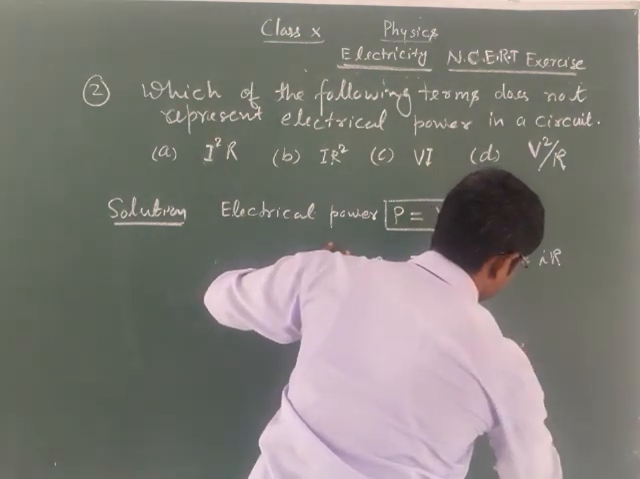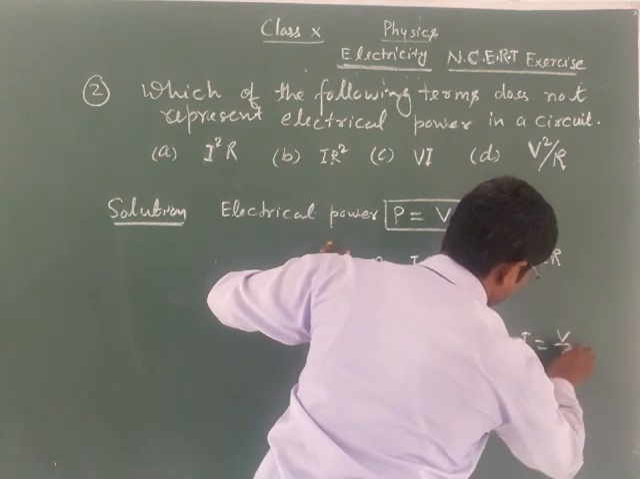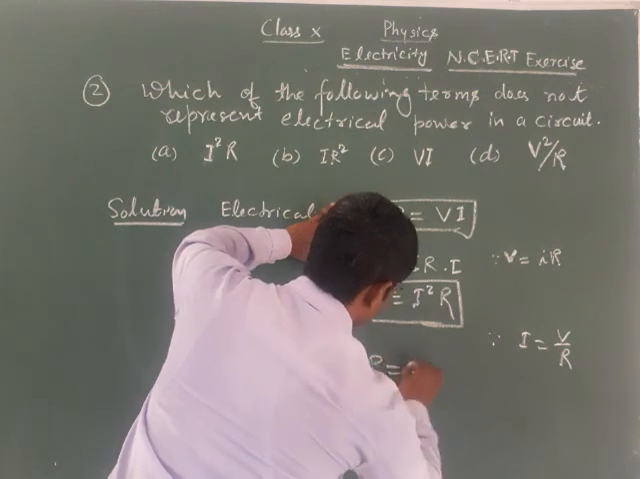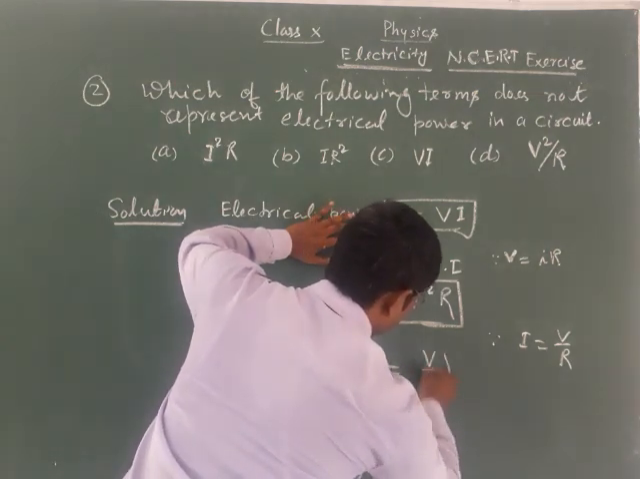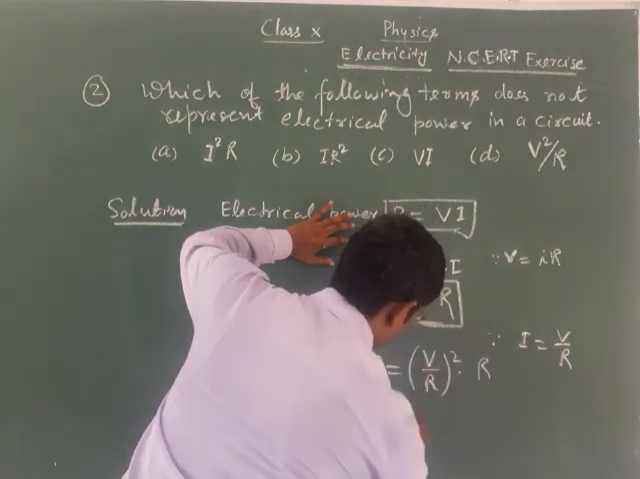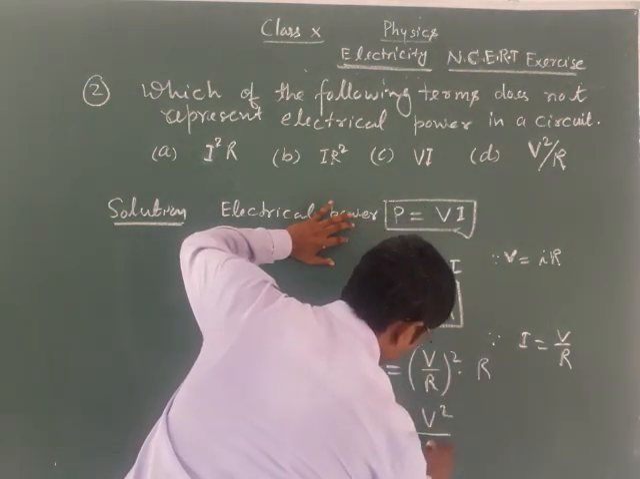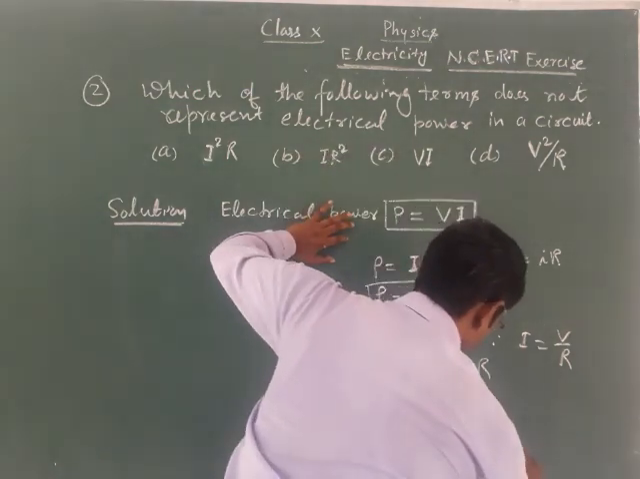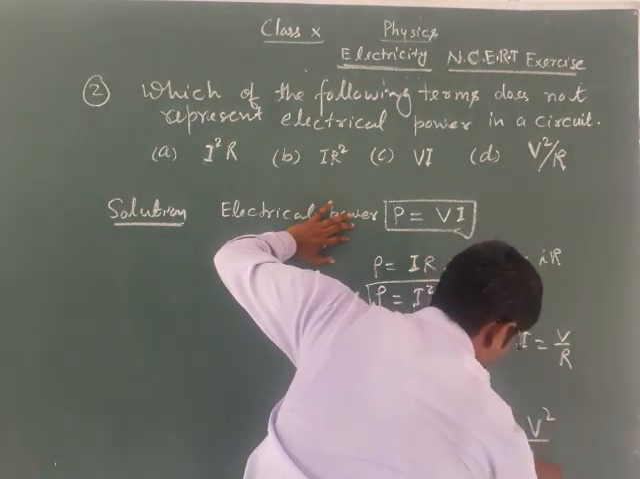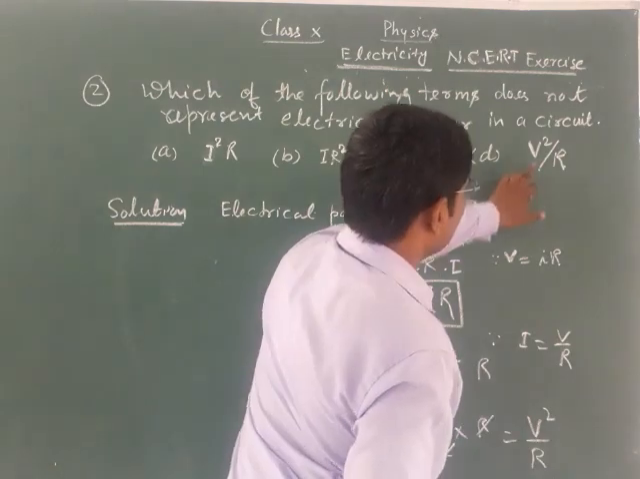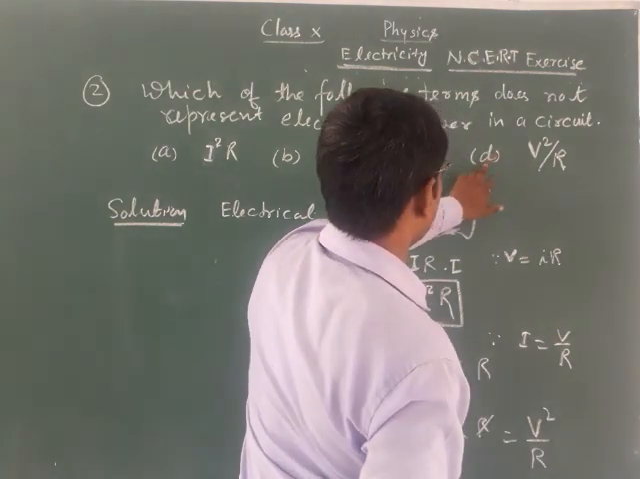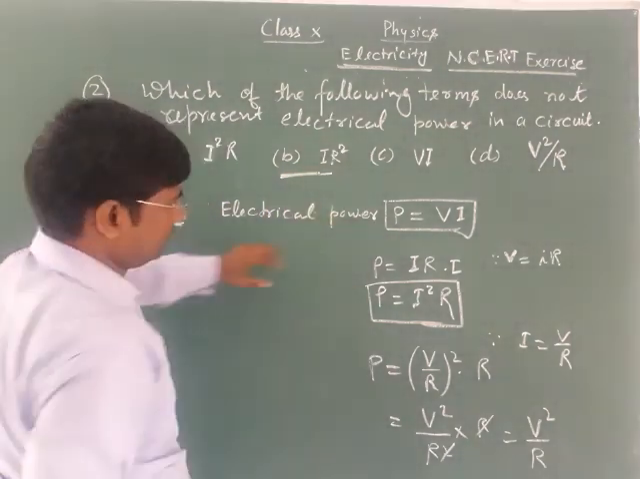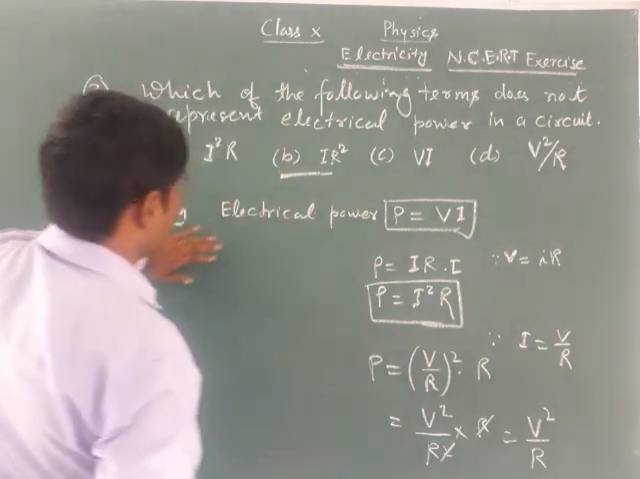And again, since I is equal to V by R, now put it here. So P is equal to V by R square into R. So V square upon R square into R. R cancels out, so this is V square by R. This is present in the options. But B is not present in these options. So B is correct.